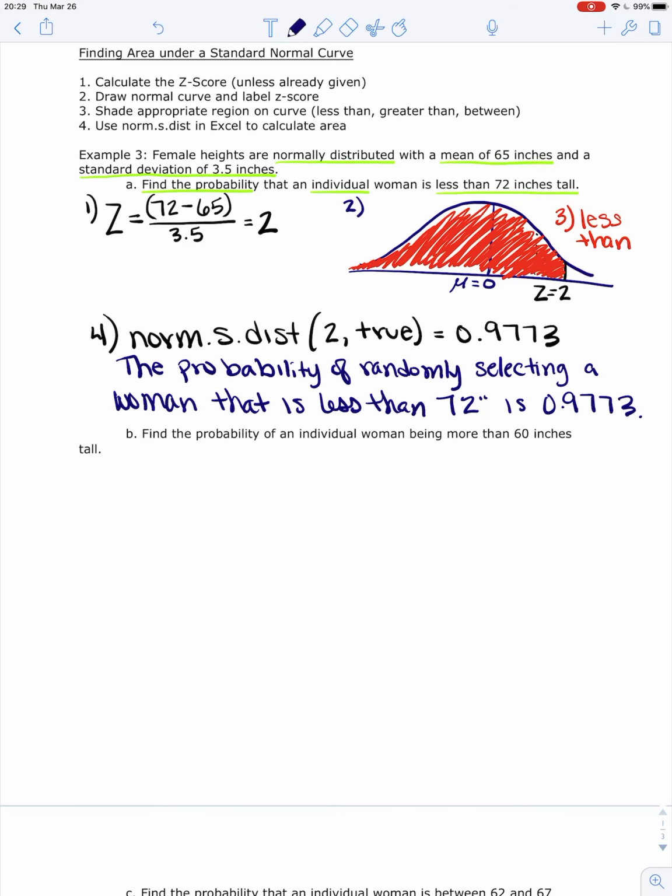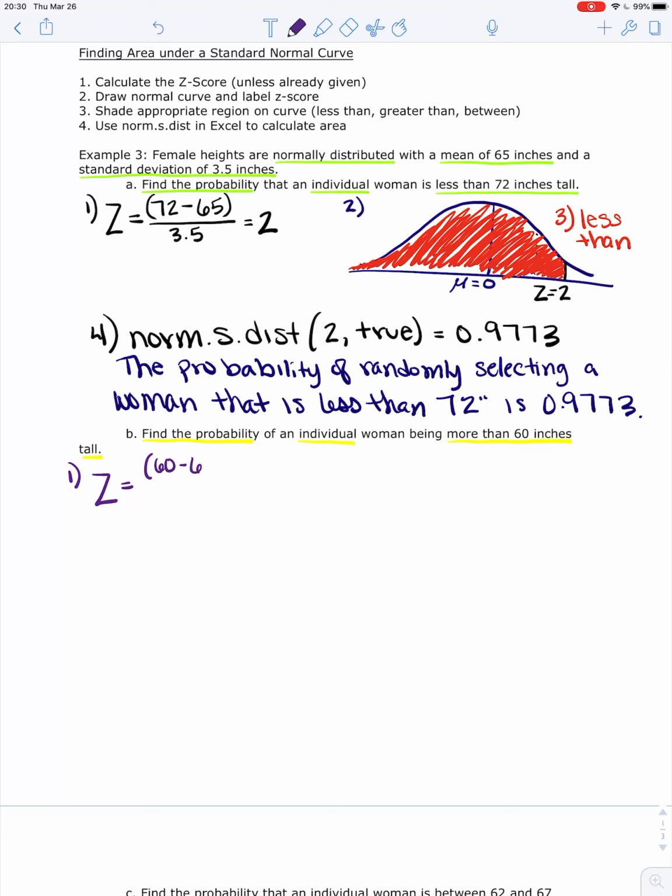Find the probability of an individual woman being more than 60 inches tall. Again, I'm going to underline or highlight the important terms here. We're working with the same mean and standard deviation as before. We're being asked to find a probability. We're looking at an individual and more than 60 inches tall. Those are our key words. So we're going to start our 4-step process. Step 1 is to find the z-score for this individual woman, and we're looking at 60 inches.